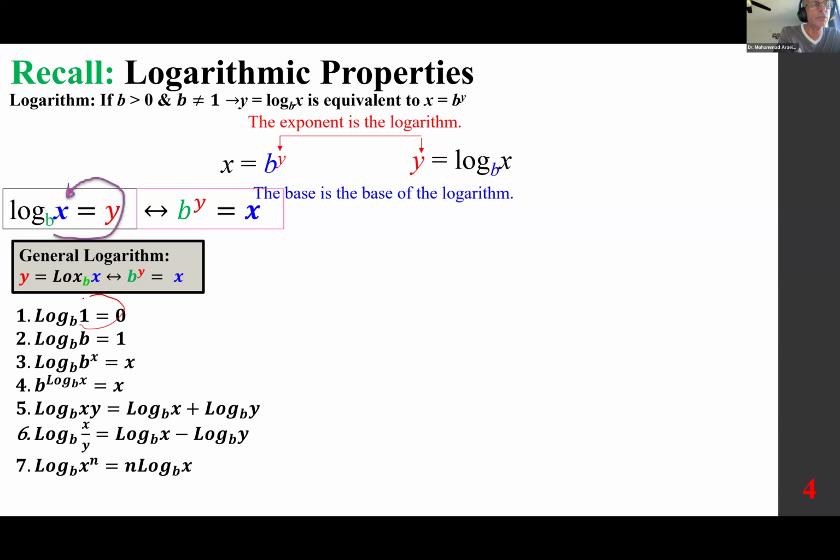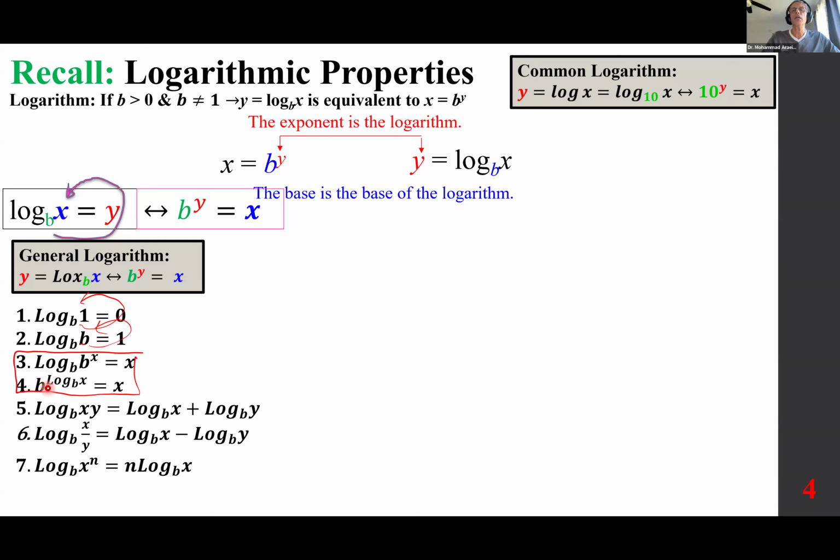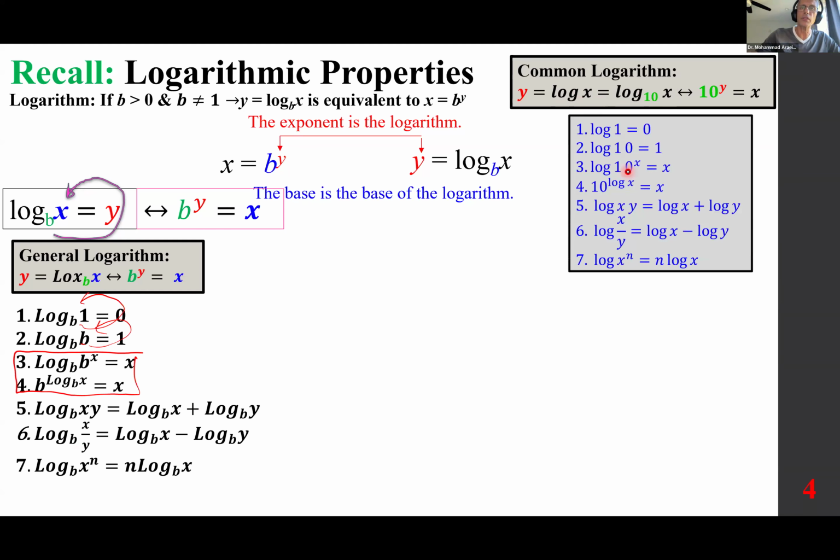First of all, notice this arrow here. Secondly, these two refer to the fact that logarithmic functions and exponential functions are inverses of each other. Now, if the base is 10, instead of writing log x base 10, we're going to write log x, no base. That means the base is 10. And therefore, these properties become what you see. For example, the first one just dropped the base.